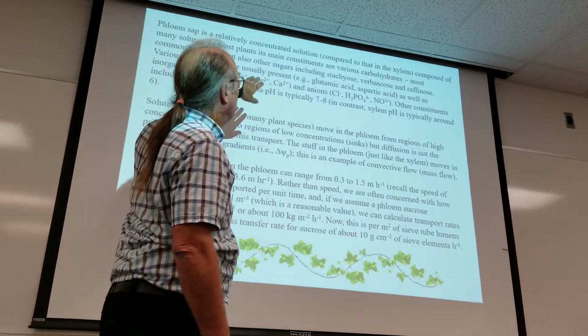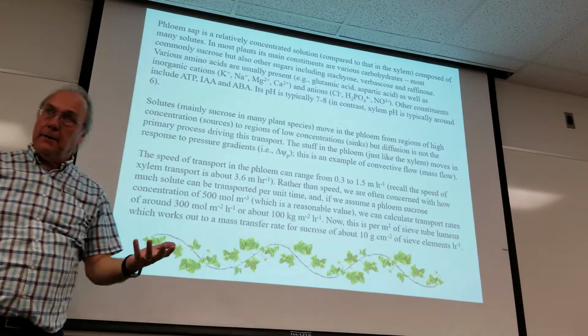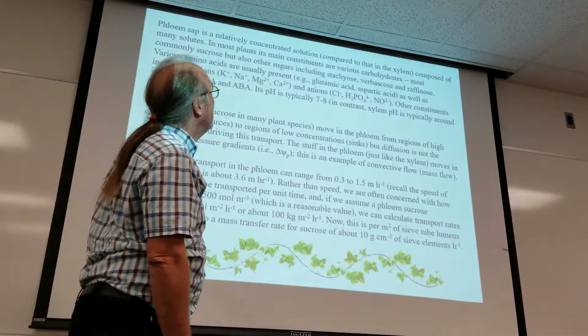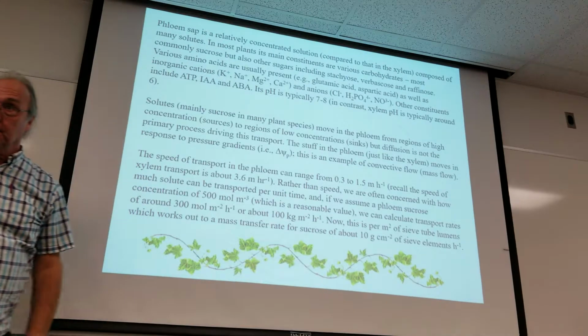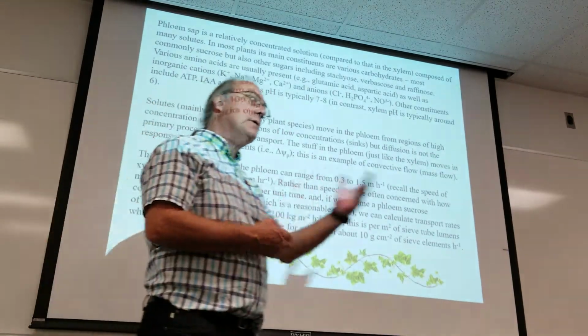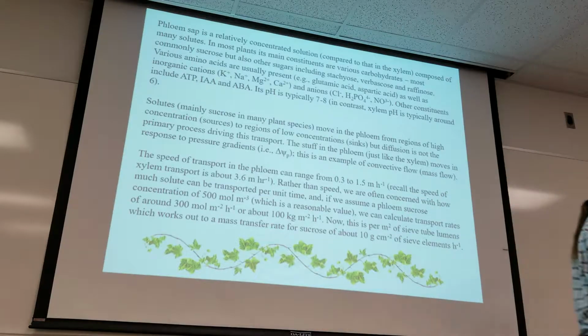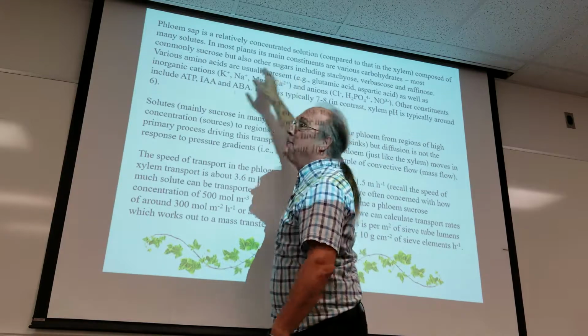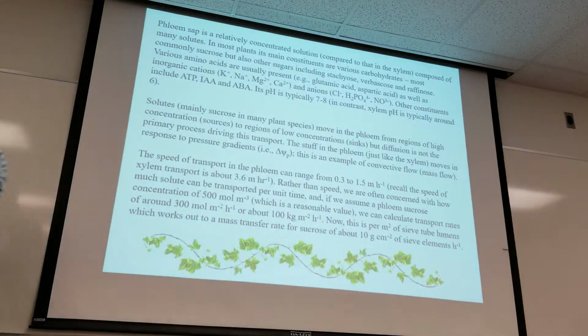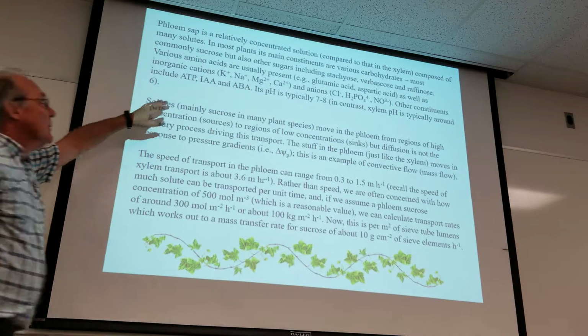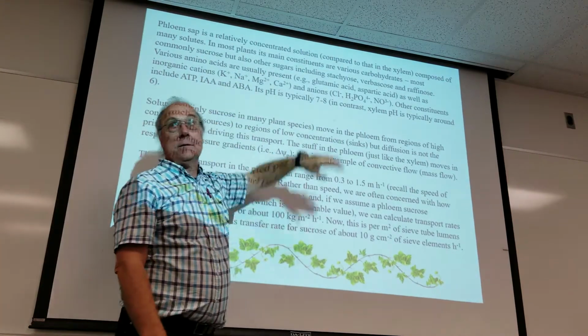In most plants, the solutes that are found in the phloem are carbohydrates, most commonly sucrose. Remember, sucrose is the end product of photosynthesis, right? What are the three parts of photosynthesis? Do you all remember? The light reactions, the dark reactions or the Calvin cycle, and sucrose synthesis. That's the third part. So sucrose is a photoassimilate, a product of photosynthesis. And in most plants, that sucrose somehow finds its way into the phloem.